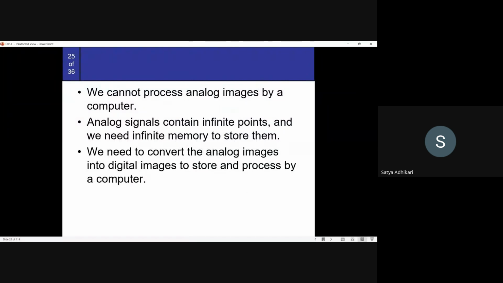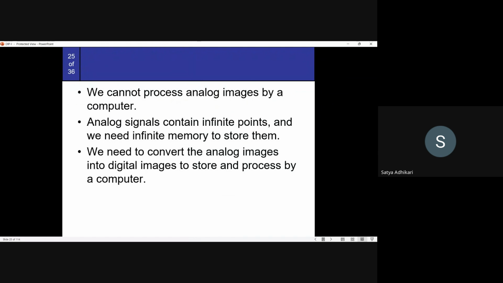We cannot process an analog image by a computer. Analog signals contain infinite points, and we need infinite memory to store them. As you know, one need of signal processing is storage, and storage takes more memory.